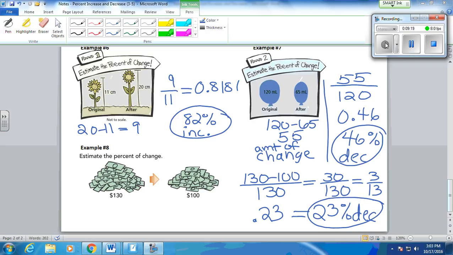Okay, so example 6 was an increase, example 7 was a decrease, example 8 was also a decrease. I'd like you to just focus your attention on example number 8. Instead of showing my amount of change separately, I just put it automatically in the numerator here of my fraction. If that is confusing to you, you can certainly figure out the amount of change separately and then divide out. But again, you want to think about, we're trying to find the part of the original, so it's the part divided by the original that ends up giving us our percent.